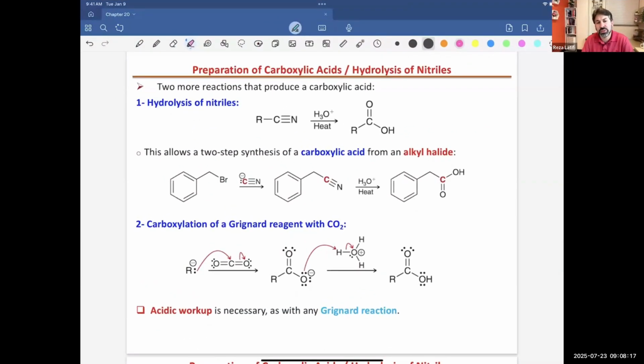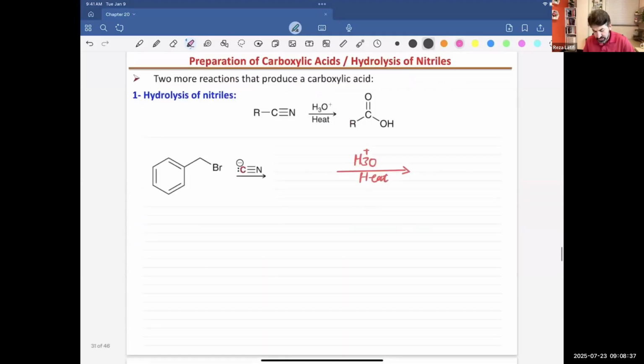There are other methods to use in order actually to get carboxylic acid, and we can talk about hydrolysis of nitrile, or we can actually use a Grignard reagent and react it with CO2, and that's going to give us carboxylic acid. Okay, let's practice some of them.